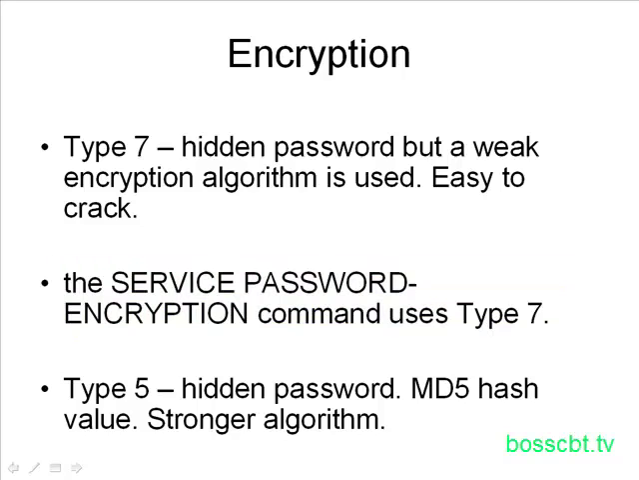The other type of encryption is known as Type 5, and this also hides a password, but it uses a much more robust and a stronger mathematical function. And if you've heard of MD5, you'll be a little bit familiar with this Type 5 encryption. And so what happens here is an MD5 hash value is created, and it's a long string of characters, and it's much stronger and not as easy to crack. So you've got those two types.